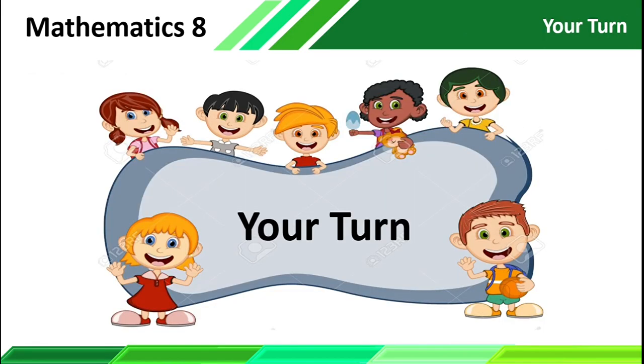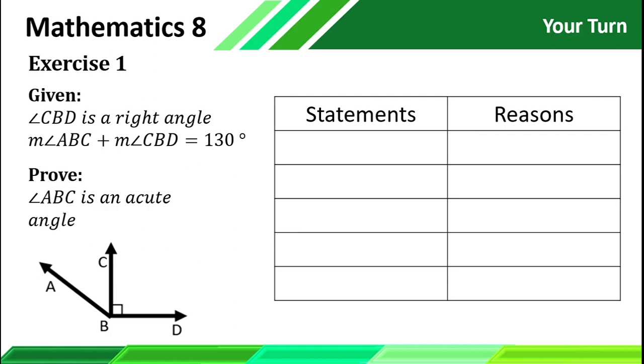Now it's your turn. Given that angle CBD is a right angle and the measurement of angle ABC plus the measurement of angle CBD is equal to 130 degrees, prove that angle ABC is an acute angle. Pause the video for a while and I will reveal the answer afterwards.